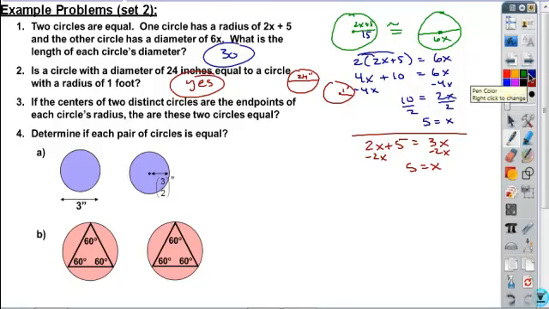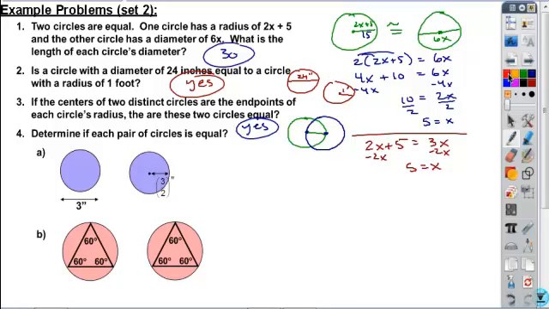Okay, what if the centers of two distinct circles are the endpoints of each other's radius? So if you have, let's say, the radius of one circle, and you make that the radius of another circle, are these going to be congruent or equal circles? Again, yes, their radii are the same, therefore they are congruent or equal circles.